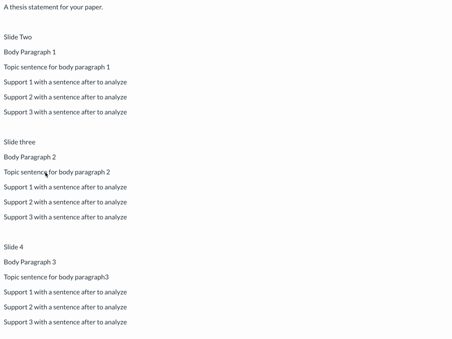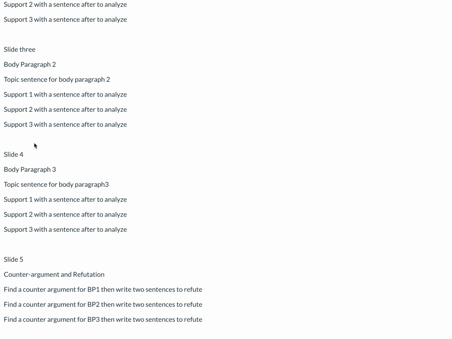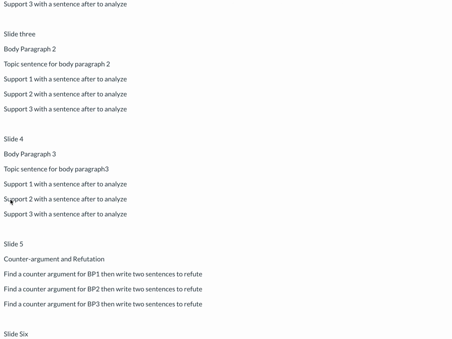Obviously, slide 3 is body paragraph 2. Slide 4 is body paragraph 3. All of these add up to 3 different arguments for change. And this information here should not be simply a report on what is there now. It should be something that argues for change.